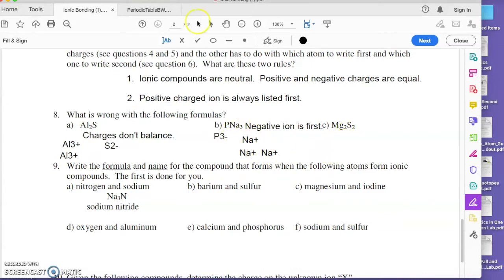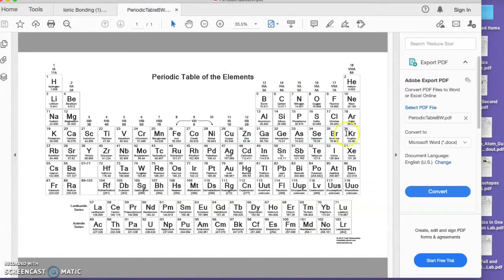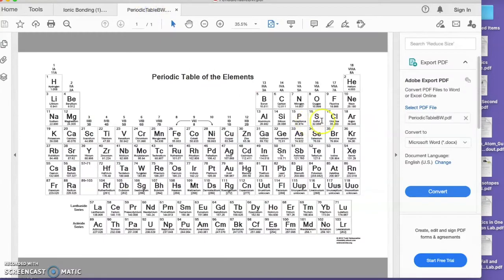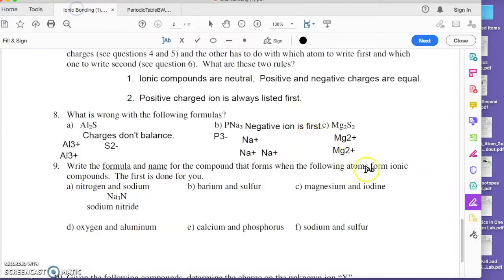Now, Mg2S2. And this one's kind of tricky. Mg is a +2 charge, and I have 2 of them. So I go Mg2+, Mg2+. Then sulfur, when I find that in the periodic table, is right here under the O. It's -2. So it goes S2- and S2-. So my charge is balanced. Positive 2 twice is positive 4, negative 2 twice is negative 4.